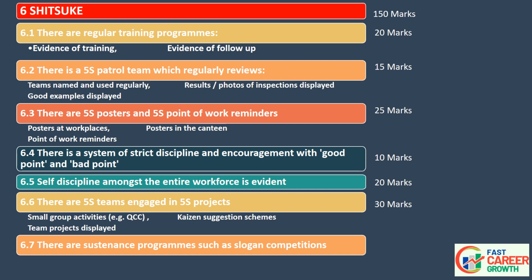Then check there are sustenance programs such as slogan competitions, poster competitions and interdepartmental competitions, at least one in four months, encouraged and followed or not. Total point is 30. After the audit, compile all scores and check areas of improvement.